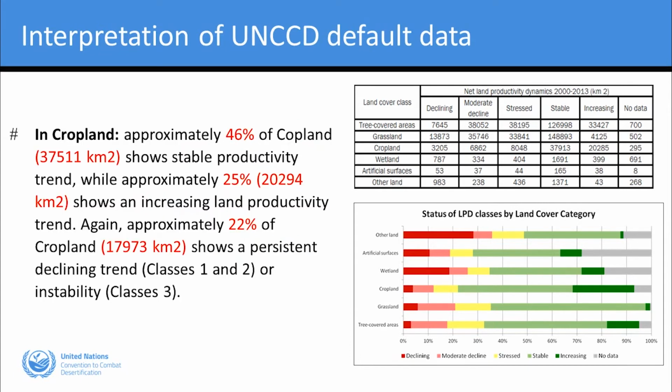Let's do another example on the croplands in Madagascar. For example, approximately 46% of croplands show stable productivity trends, while approximately 25% show an increase in land productivity. Again, approximately 22% of croplands show persistent declining trends.